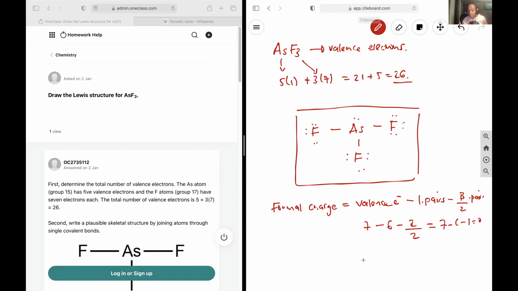On As, you're going to see something similar. All of the F's are the same, of course. 5 valence electrons minus the 2 lone pairs minus 2, 4, 6 over 2. And so that is 5 minus 2 minus 3, and that was also 0. So we have no formal charges, and that is our final answer.